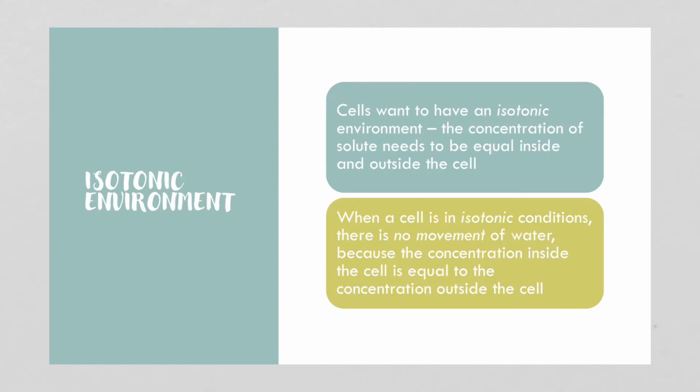An isotonic environment is what cells want. They want the same concentration of solute inside and outside of the cell. When a cell is in isotonic conditions, there's no, they say, net movement of water. So there might be one water molecule that will leave the cell, but then another one will go back and enter the cell to balance out the concentration. So everything's equal on both sides of the cell.